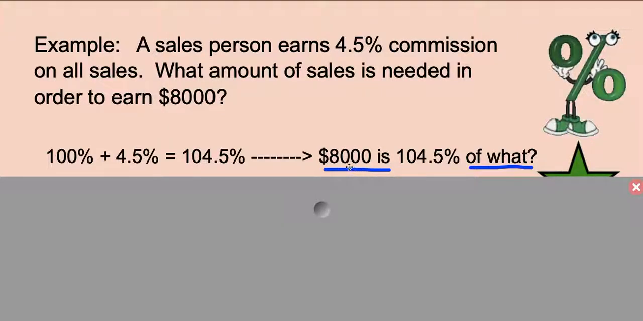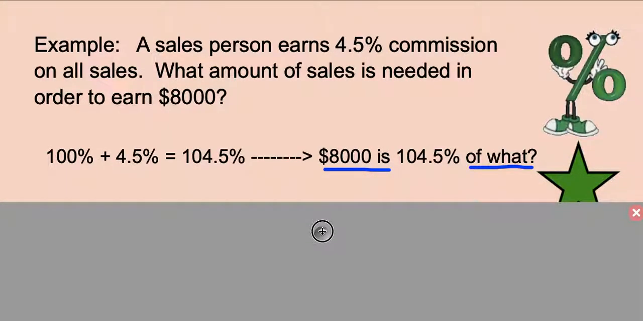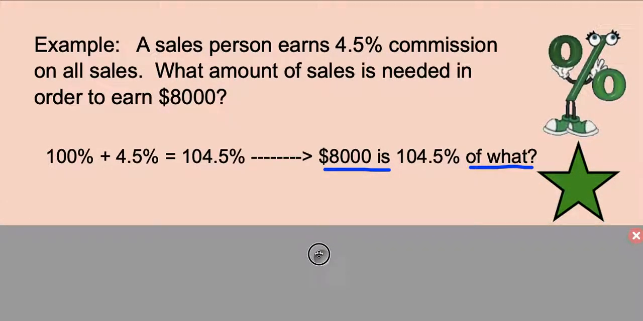So $8,000 is 104.5% of something. So this one's a little bit different. 8,000 is their final total. So that is over and above, over 100% of what value? So if you think about this reasonably, I should be getting something that is less than 8,000 because they have that 100% plus something on top of that to get the 8,000.